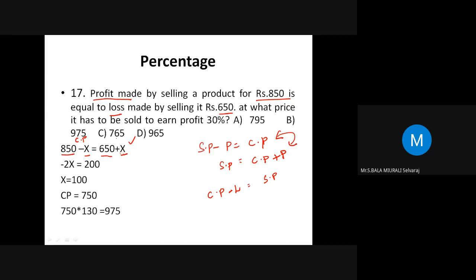Now, as per mathematical procedure, X will be on one side, numbers on the other side. So I bring this plus X to the other side. What does it become? Already minus X is there. Minus X plus minus X, minus 2X. Then 650 is here. I take this 850 to the other side. So minus 850 plus 650 equal to minus 200. Then 200 divided by 2 is 100, minus minus cancelled, X equal to 100. It means X is 100 rupees.